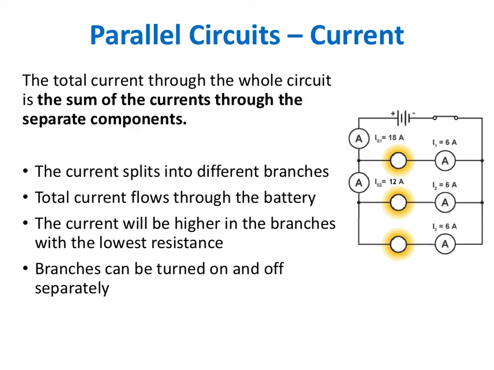However, it's different when it comes to current. In a series circuit, the current was the same all the way. It didn't matter which part of the circuit you were on, it was the same. However, here the current does split. It splits into different branches. So in the example that we've got on the right here, the total current is 18 amps.